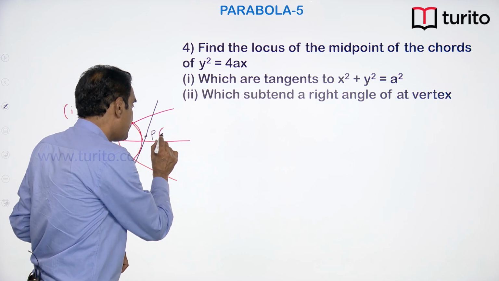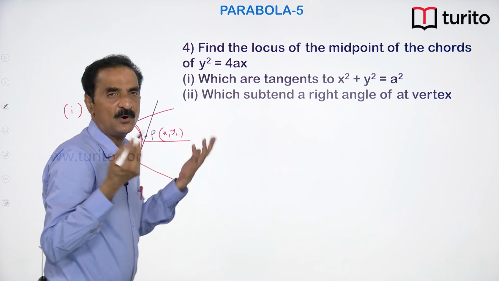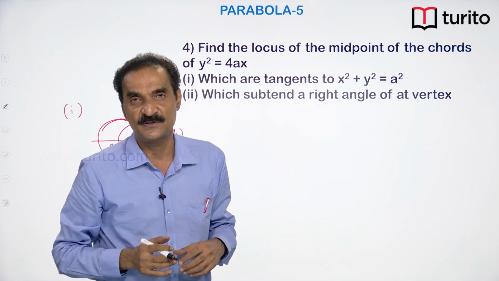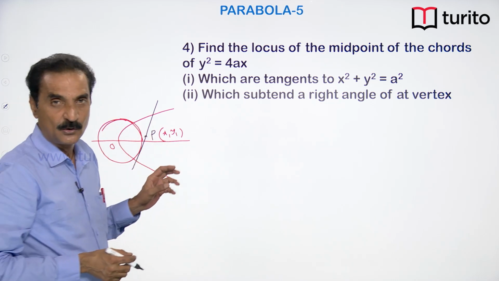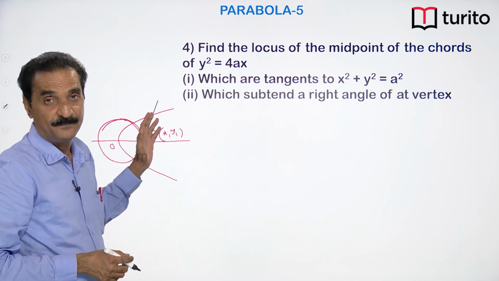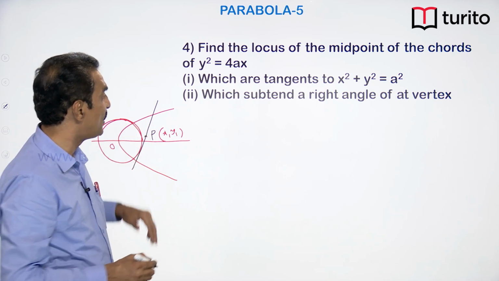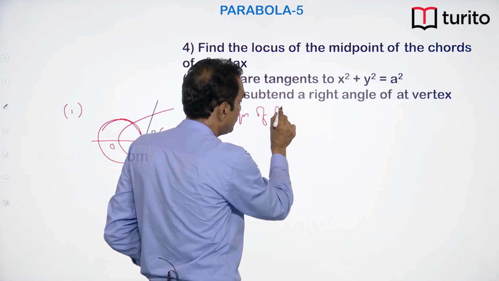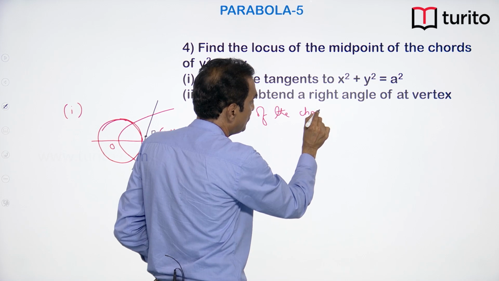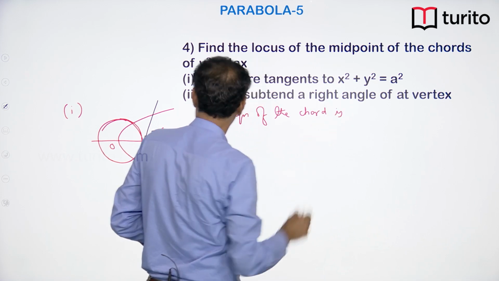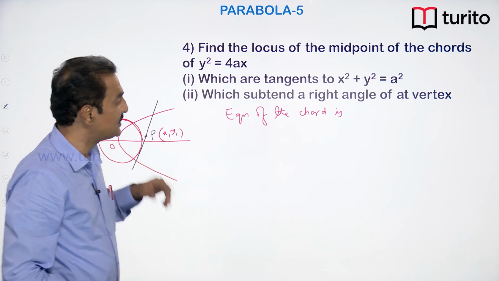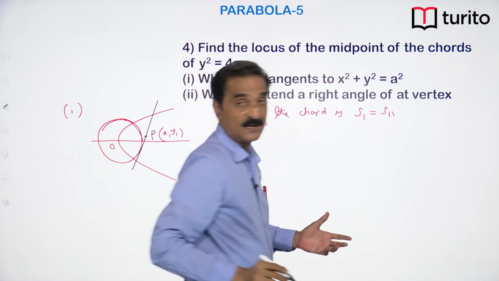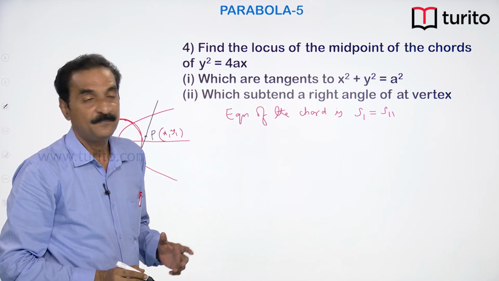Let us take P as x1 y1. In any locus problem, usually we take P as x1 y1 on the locus and apply the conditions. If P x1 y1 is the point on the locus, then P is the midpoint of the chord. Then what is the equation of the chord? If P x1 y1 is the midpoint of the chord, the equation of the chord is given by, what is the formula? S1 is equal to S11.